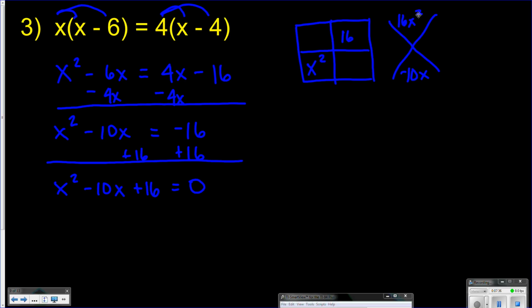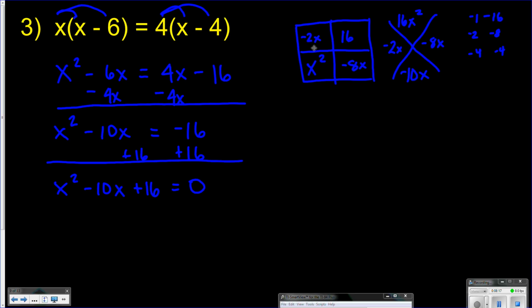So we're looking for a product of 16x squared that has a sum of negative 10x. So as we think about our factors of 16, we've got 1 and 16, or negative 1 and negative 16, right? We've got negative 2 and negative 8, and negative 4 and negative 4. Well, the only two that add up to negative 10 would be negative 2 and negative 8. So we're going to say negative 2x and negative 8x. Let's put those in the appropriate place over here.